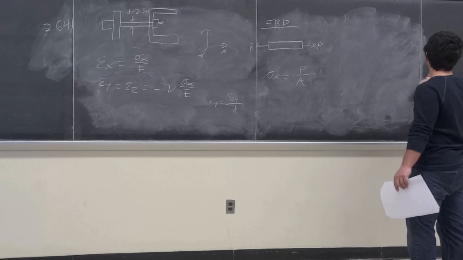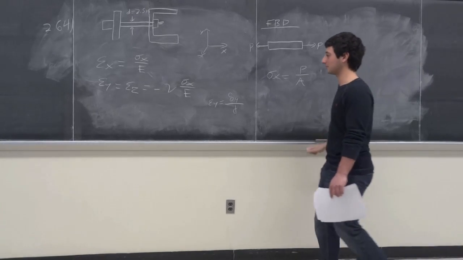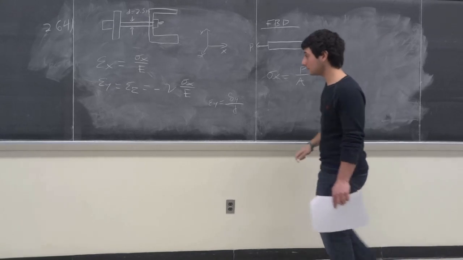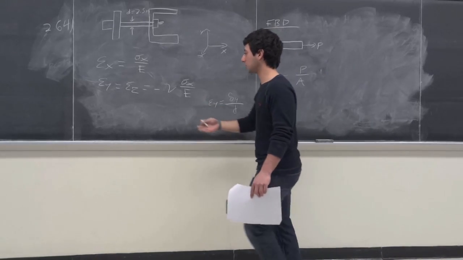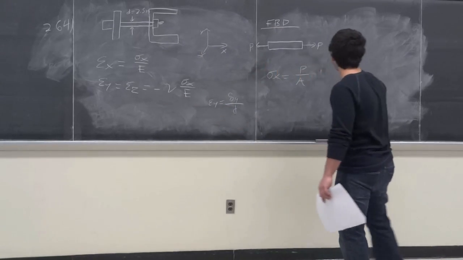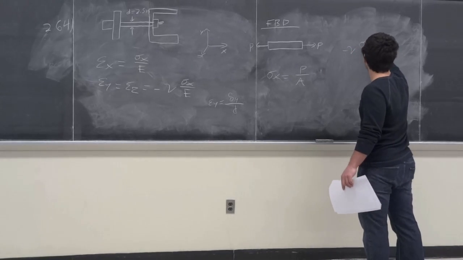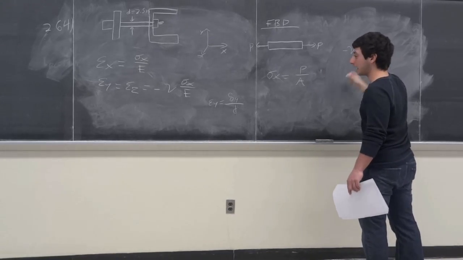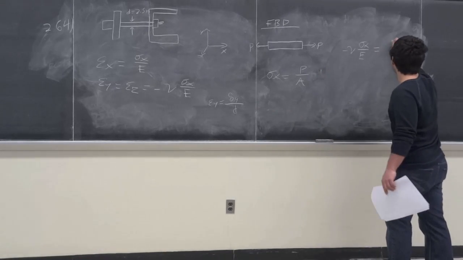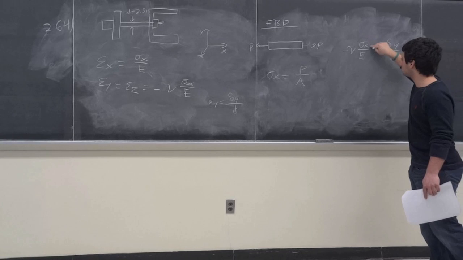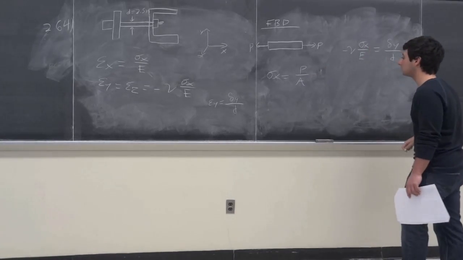I think this is competency right here. This question is very similar to this. All right, so we have the strain in the y direction is minus mu sigma x over E, and that's equal to delta y over d. We need to find this. Once we find this, we can find the force.